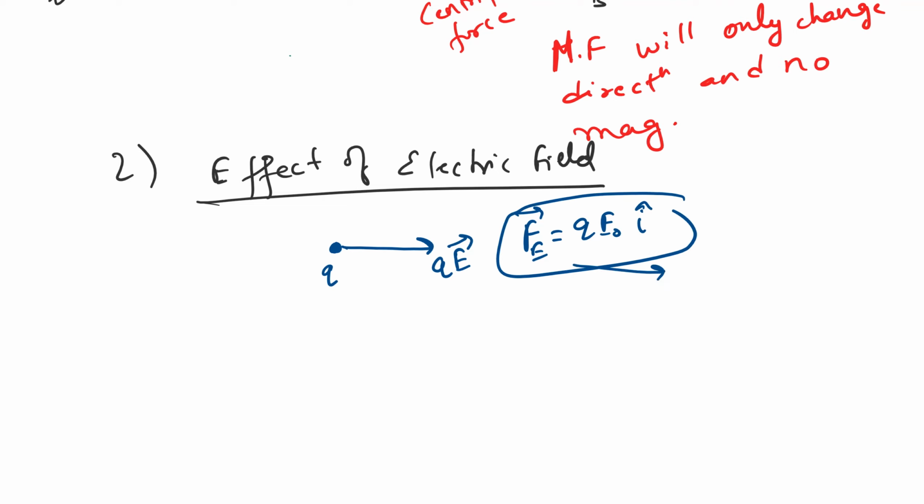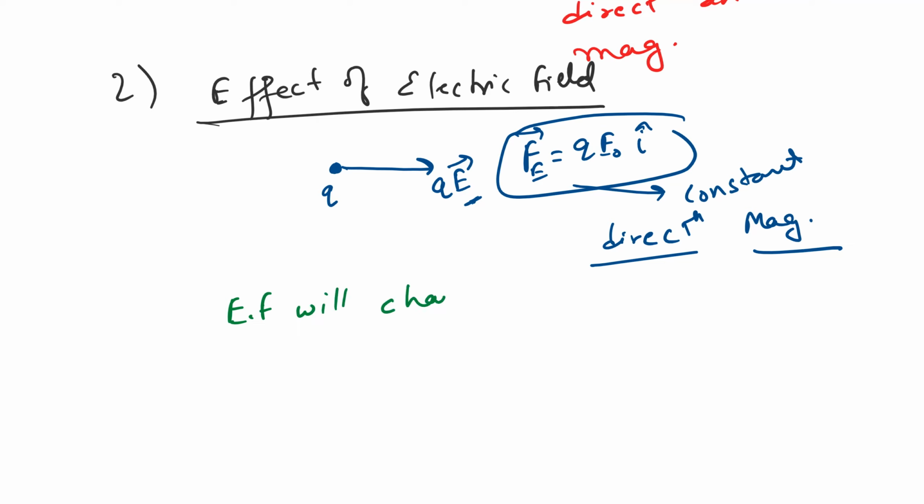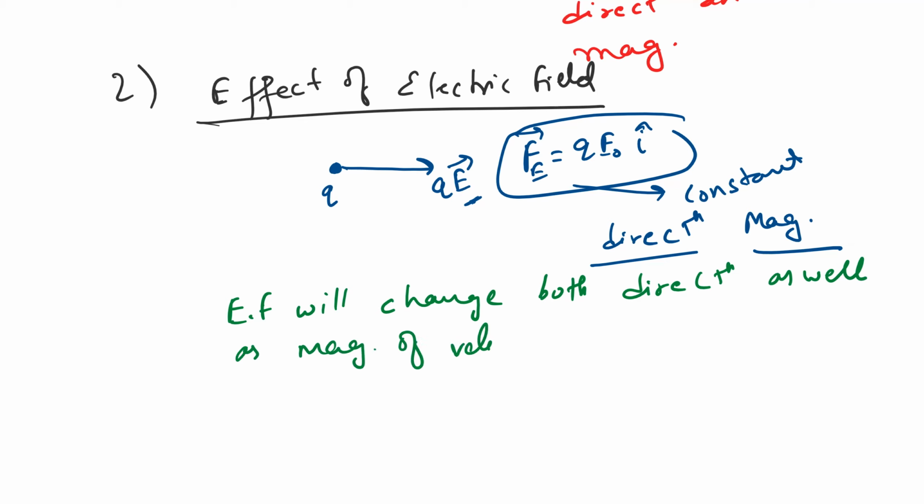Now pay attention, this force would remain constant, both in direction as well as magnitude. Why? Because the force always acts in the direction of the electric field, and if the electric field is not changing, the force would not change, nor would the direction of the force. So the electric field will change both the direction as well as the magnitude of the velocity of the charged particle.